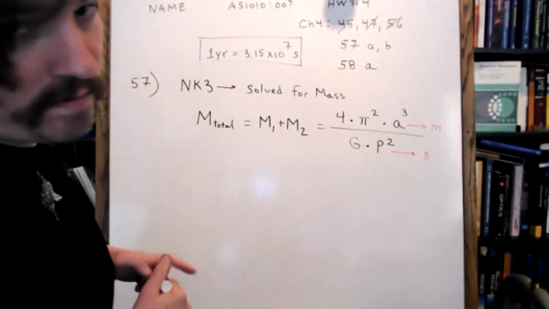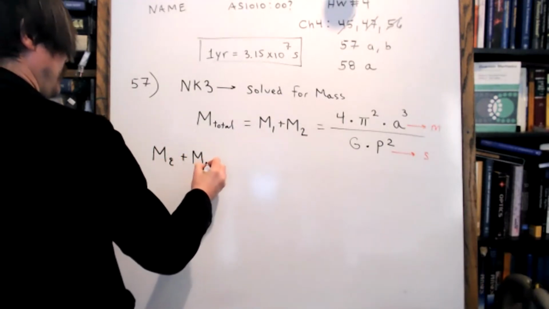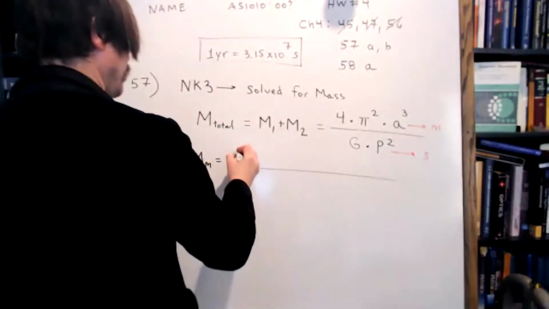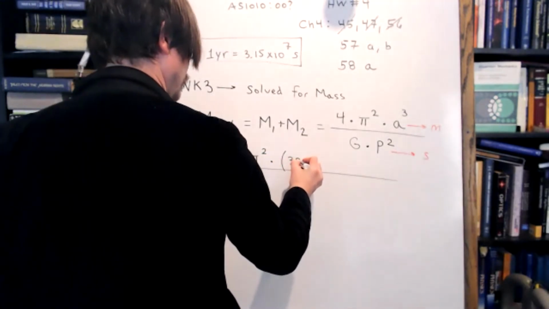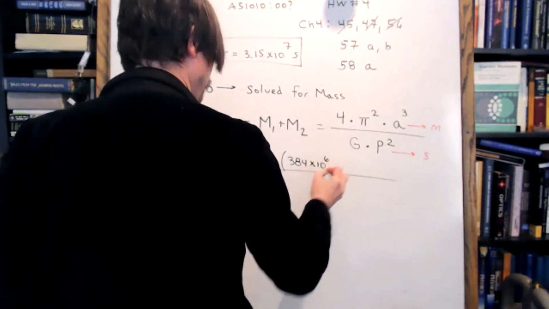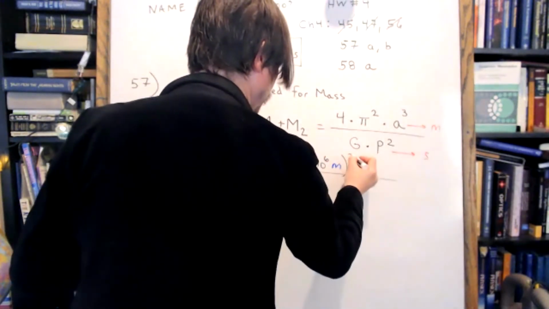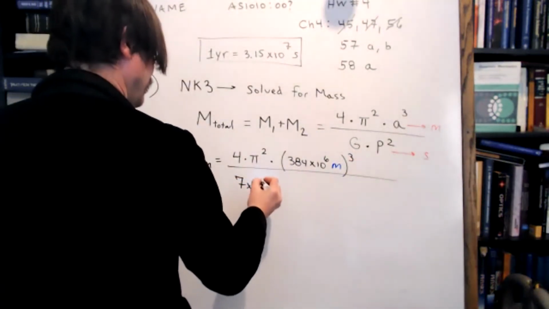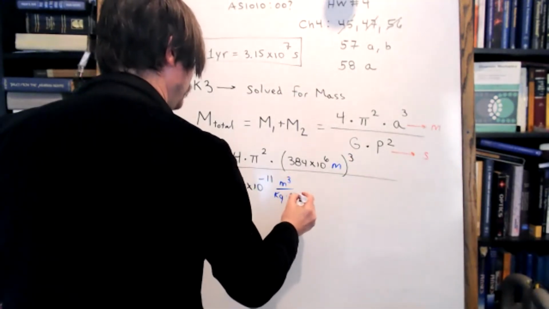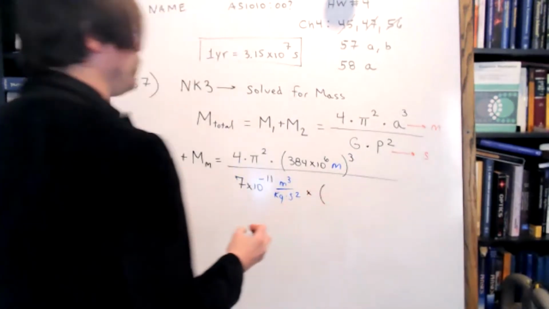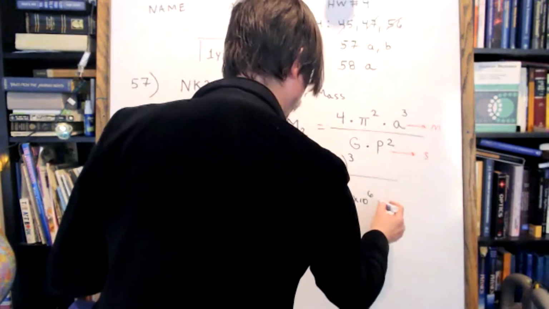Okay. So in our problem, the total mass, the mass of the Earth plus the mass of the moon, is 4 times pi squared times 384 million meters cubed, divided by big G, 6.67 times 10 to the minus 11 meters cubed per kilogram per second squared, times P squared, 2.36 million seconds squared.